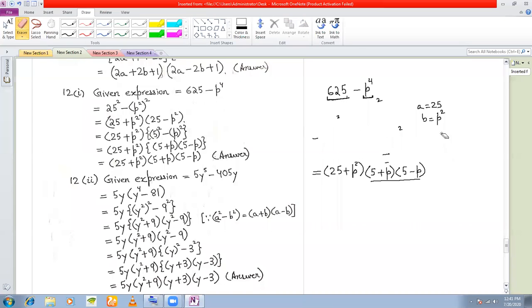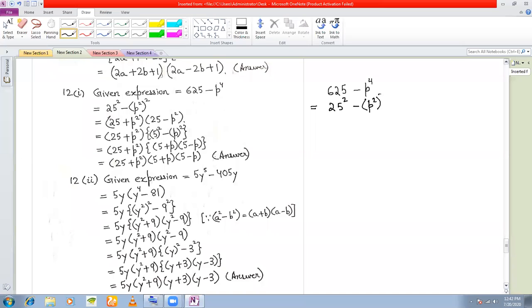Let me just do it once again, and this is going to be quick this time. You see that this expression has two terms, 625 and p to the power of 4. You know that 625 is the square of 25, right? And p to the power of 4 can be written as p square, whole square.